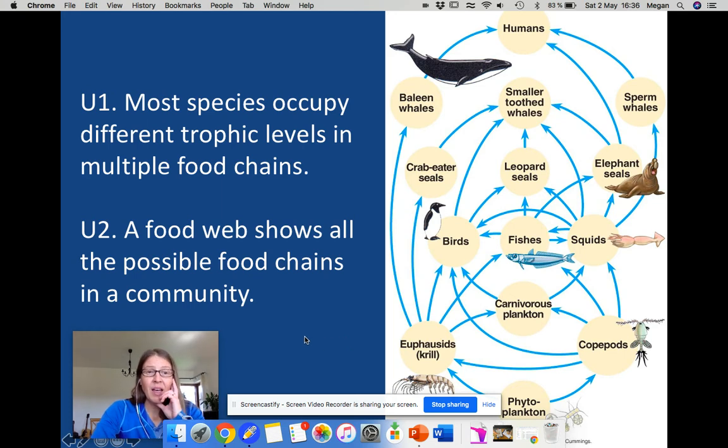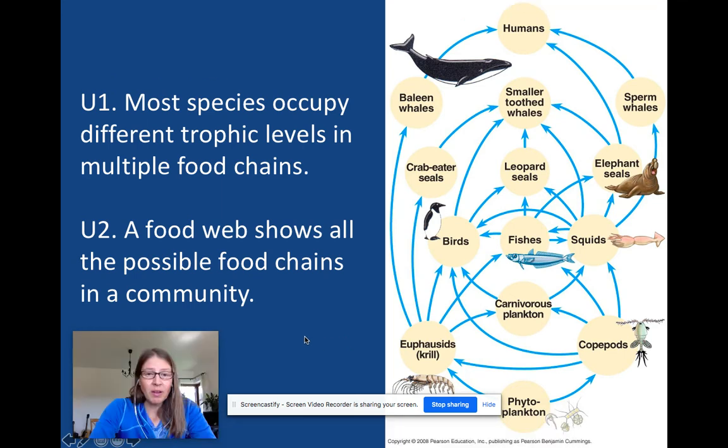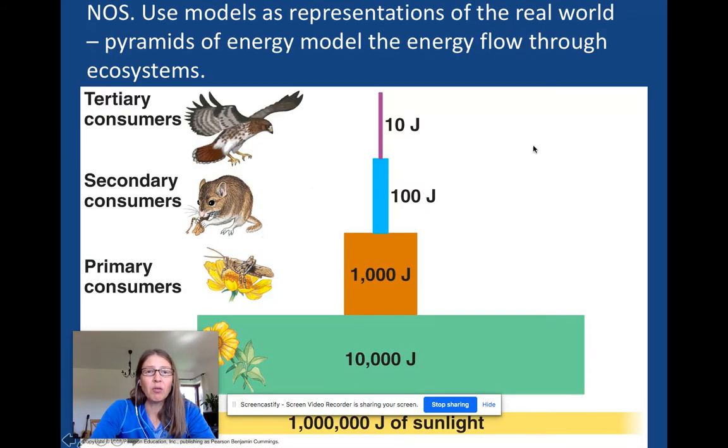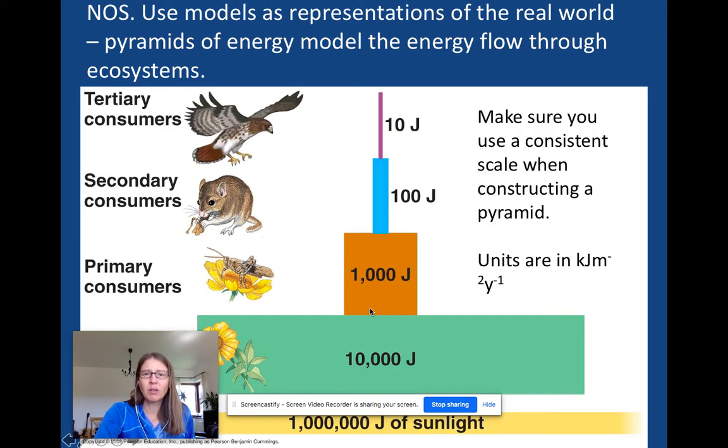If you were to represent your trophic levels in a pyramid, whenever you're doing an energy pyramid, you want to make sure you're thinking about that 10% rule, right? So we lose 90% of the energy to heat as we go from each of those trophic levels.